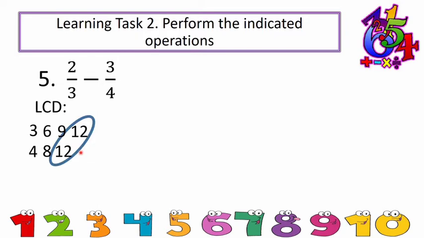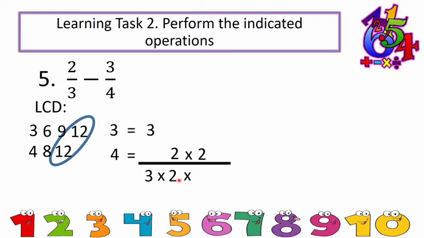So we have 12 as the LCD. Then we can use the prime factors. So for 3, we have 3, so we just write 3 because it's already prime. And then we have 4, which is equal to 2 times 2. So remember that we have to align the same factors. So we just bring down 3 times 2 times 2. And 3 times 2 is 6, times 2 is 12. So the LCD is 12.